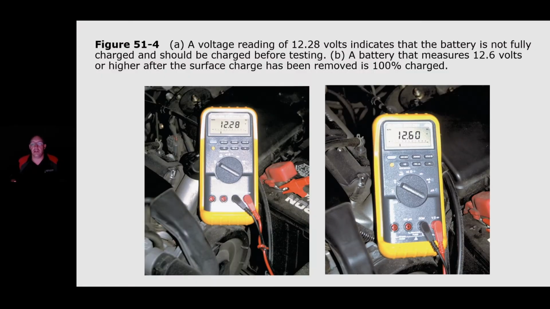All right, so moving on here. A voltage reading of 12.28 volts indicates that the battery is not fully charged and should be charged before testing. Now, what that also means, there's another caveat to this that I need to highlight. Let's take this down. 12.28.